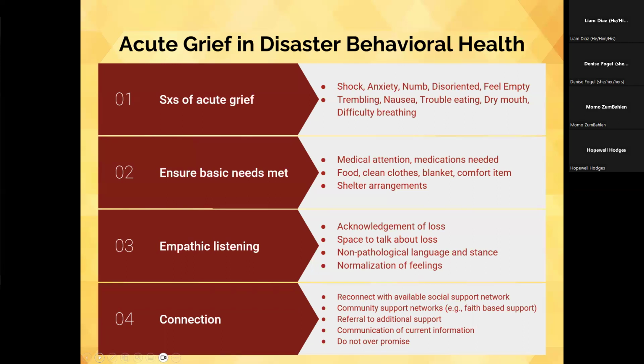It's important not to ever overpromise. Part of building trustworthiness and transparency is clearly identifying and sharing what you do know and outlining what you don't know, so that you're not building up false hope and overpromising on things that either you can't follow through with or the emergency team cannot follow through with.